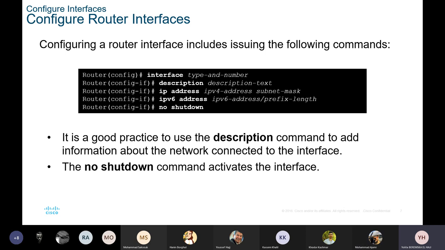A very important command here is no shutdown. No shutdown is the command that will activate your interface on the physical level, as if you power it on. Okay? So we write no shutdown. Otherwise we are not going to have connectivity, because it is as if you turned off the power on this interface.